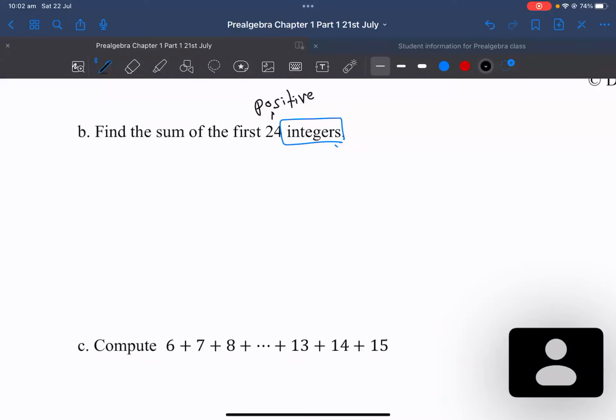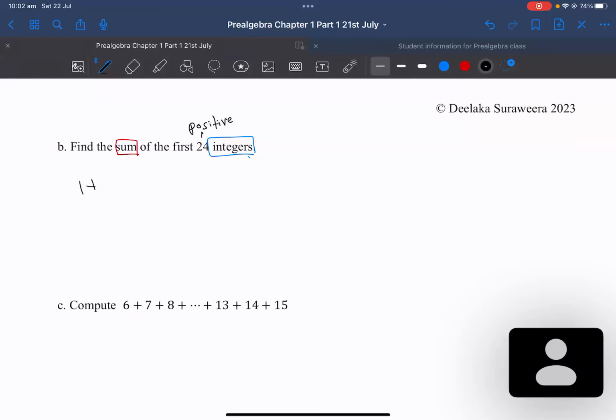Do you know what sum is? Addition. The answer when you add all the numbers together. Sum of the first 24 means you add those numbers together, and whatever the answer is, that's the sum. So it just means 1 plus 2 plus 3, all the way to plus 21 plus 22 plus 23 plus 24. What's the answer? That's what the question says.